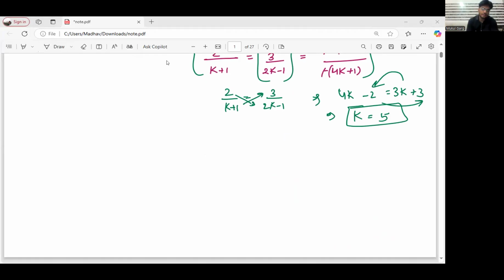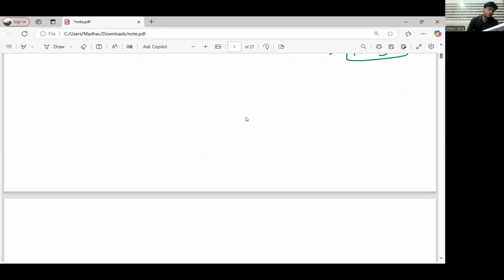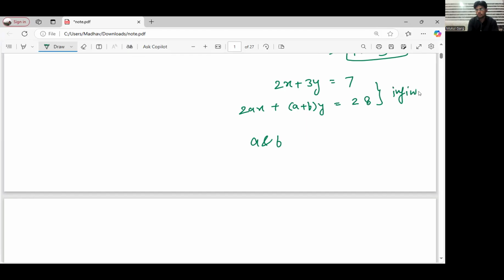Let's do another question. This question was asked in the CBSE 2023 exam. Again, it's for infinitely many solutions. Let me write down the equations: 2x plus 3y equals 7, and 2ax plus (a plus b)y equals 28. We need to solve for the values of a and b, where the system has infinitely many solutions.